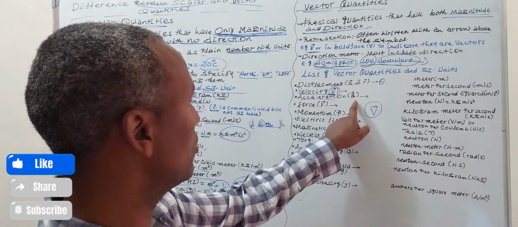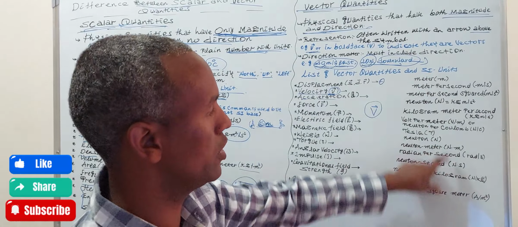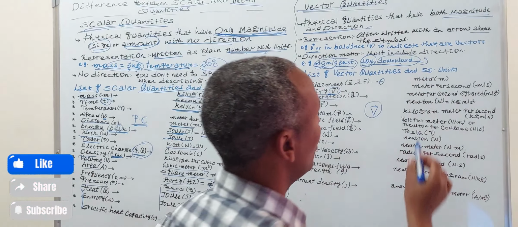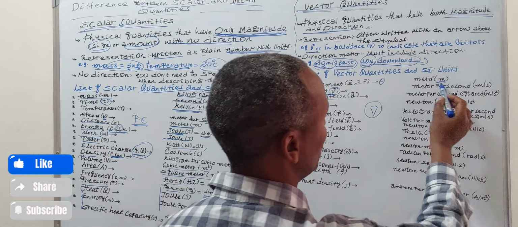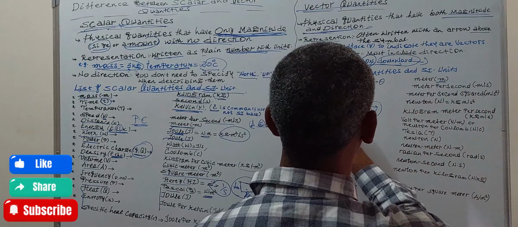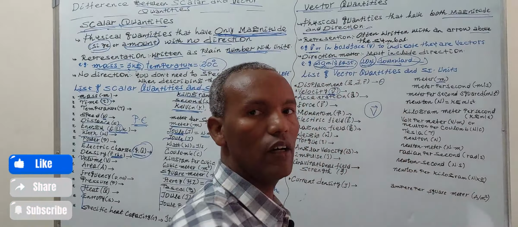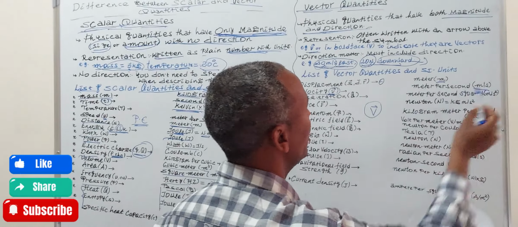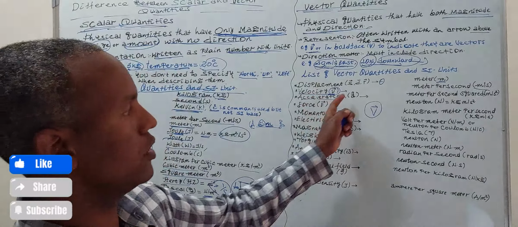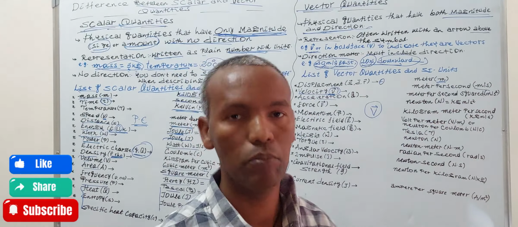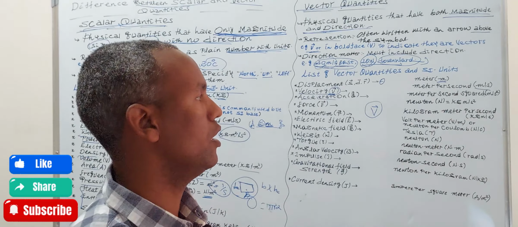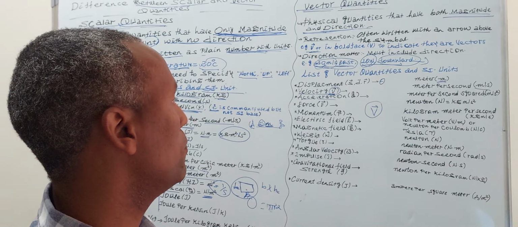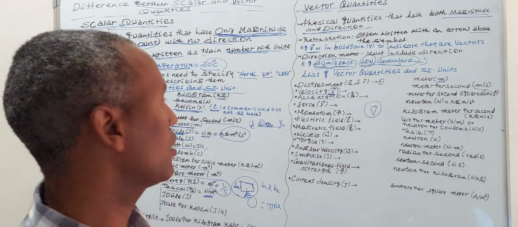But there is an SI unit over here. The SI unit of displacement is meter, the SI unit of velocity is meter per second, and the SI unit of acceleration is meter per second squared. Those are the SI units of these vector physical quantities.